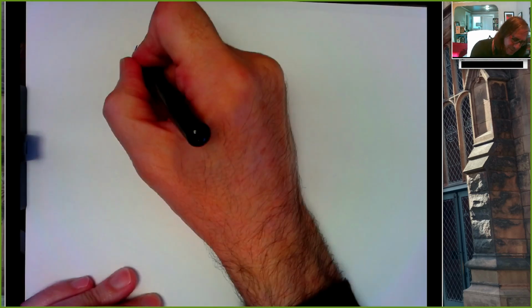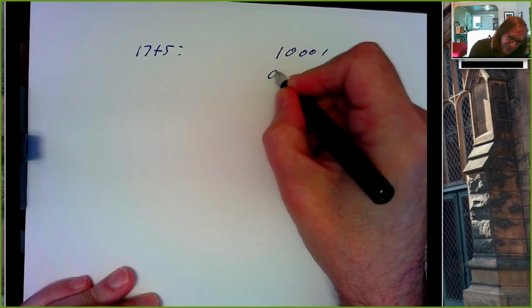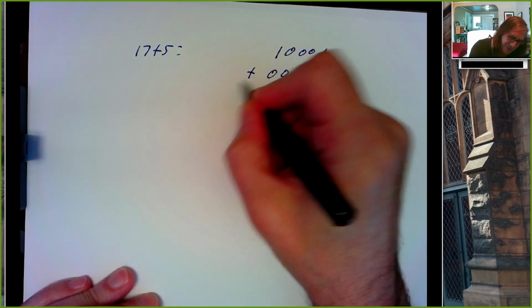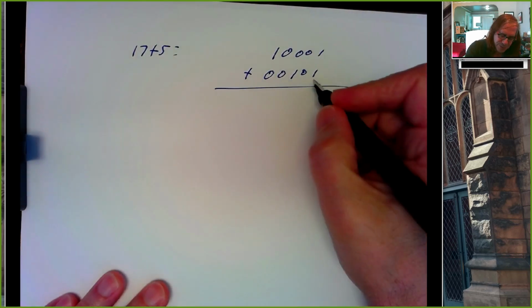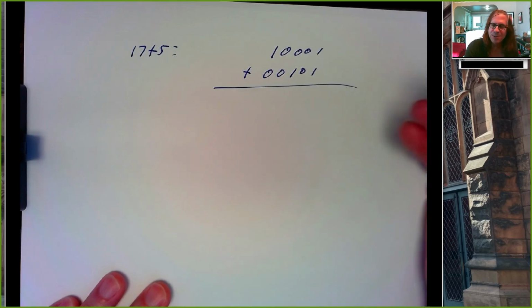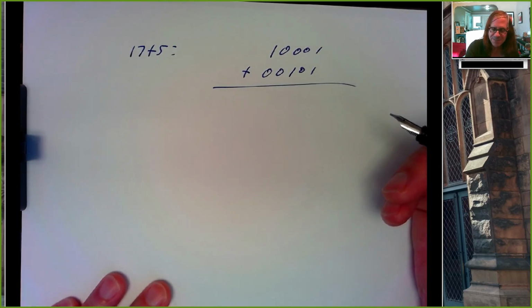And so if I want to do 17 plus 5, well, here's what 17 looks like. Here's what 5 looks like. And it's exactly the same thing we learned in school. 1 plus 1, well, that's a 2, but 2 is not a thing, right? Just like 10 is not a digit, 2 is not a digit, right?